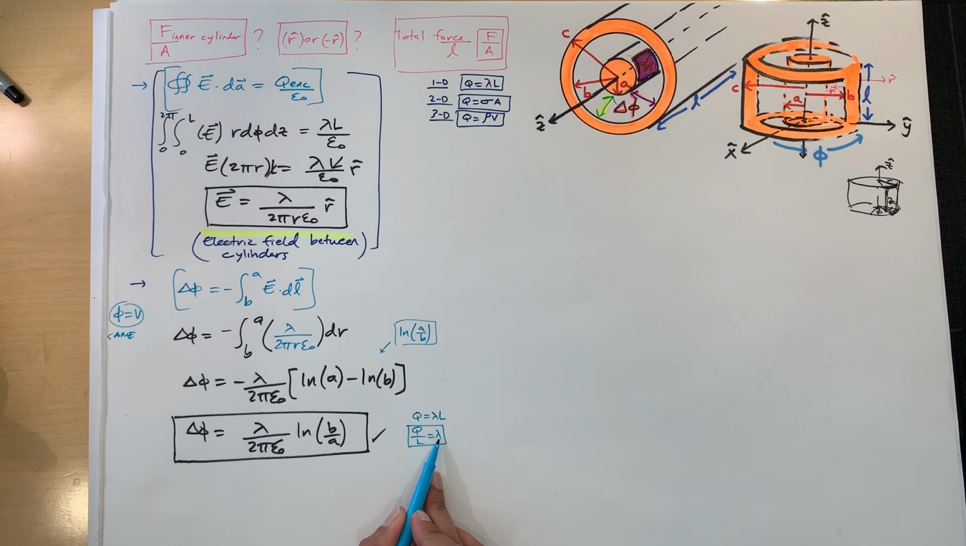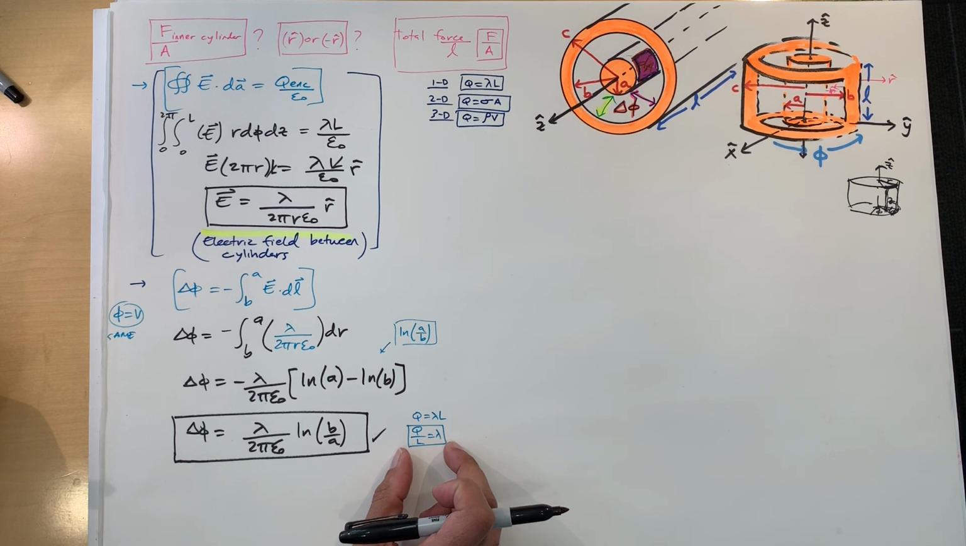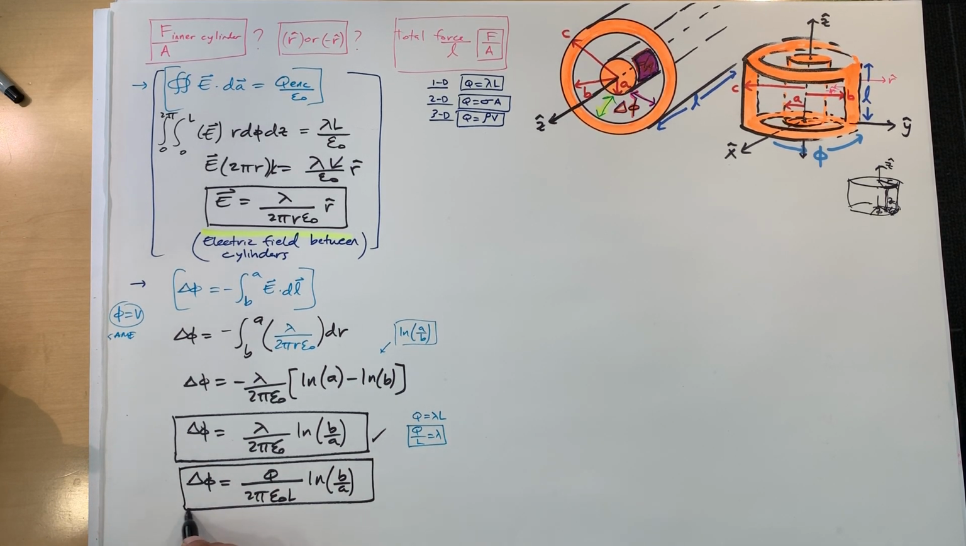So writing out what lambda is here, let's rearrange. We're going to have the potential is equal to Q over 2 pi epsilon naught L, Q over L, and then everything stays the same, ln of B over A. So we can write either one of these representations, but the one that's going to help us next is this one here. And from here, we're going to solve for Q. Let's do that separately.